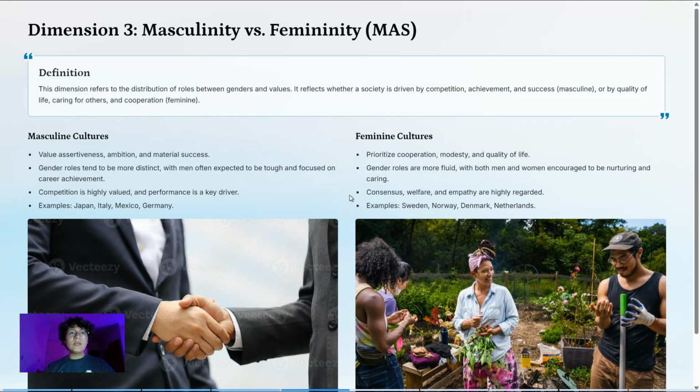Now let's talk about the third dimension, masculinity versus femininity. Masculine cultures emphasize competition, achievement, and success. Meanwhile, feminine cultures value cooperation, well-being, and balance. As teachers, these dimensions help us to understand whether students prefer competitive activities or collaborative or supportive environments.